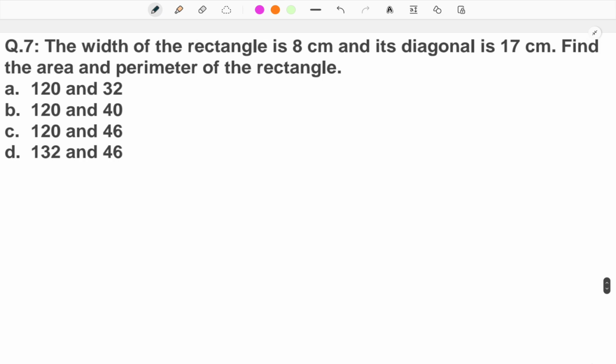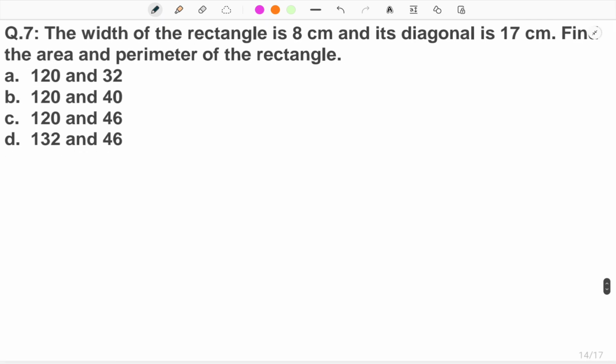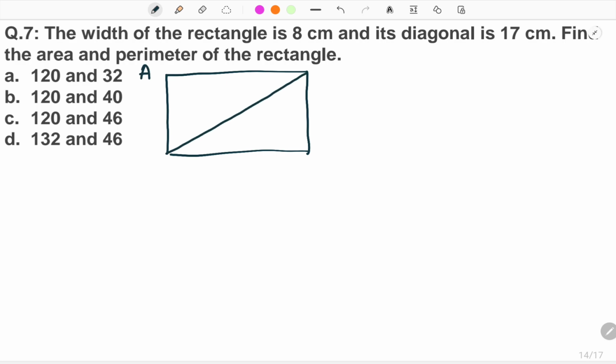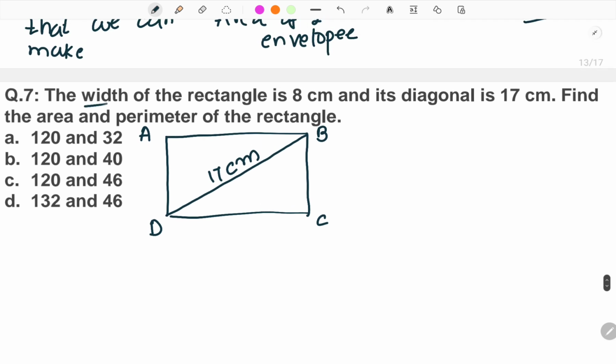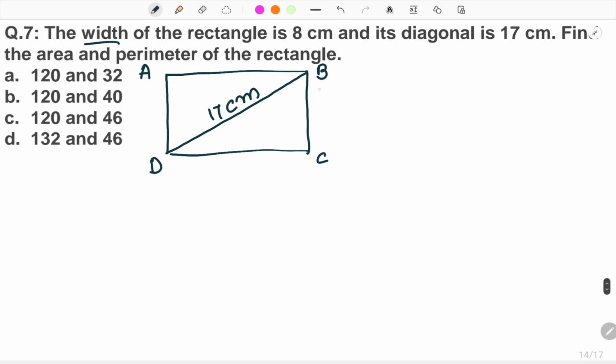If there is any kind of doubt in any question, you can simply ask me. Width of a rectangle is mentioned 8 centimeter and its diagonal is mentioned this time. Find the area and perimeter of the rectangle. Suppose this is a rectangle ABCD. In this rectangle the diagonal measures 17 centimeter, and the width of the rectangle is mentioned. Width means this side, this is 8 centimeter, and the length is also the same.